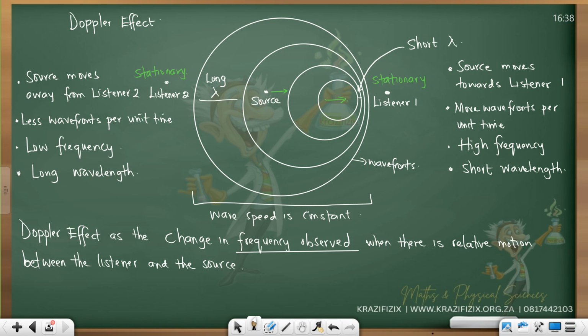Due to relative speed of sound. People forget those many words. This, you would find, is the second definition. It's quite short and quicker. It is the change in frequency. If you don't put the word observed, you'd get a 0, because we are looking at what is observed. And there must be relative what? Motion. Relative motion is when one is stationary and one is moving.